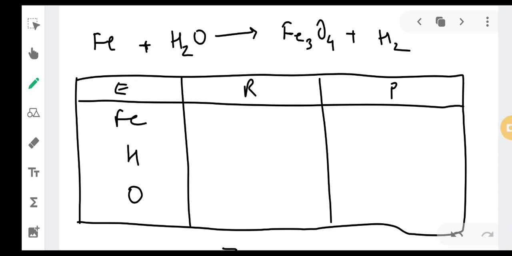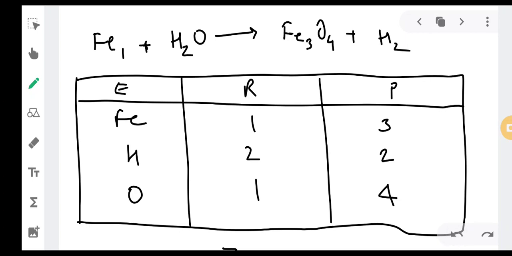This was the equation: Fe plus H2O gives you Fe3O4 plus H2. How many elements are there? There are 3 elements: Fe, hydrogen and oxygen. Fe is 1 in number on the left hand side and 3 in number on the right hand side. Hydrogen is 2 in number on the left hand side and 2 on the right hand side. Oxygen is 1 in number on the left hand side and 4 on the right hand side. So what are the things which are unbalanced? Fe is unbalanced, oxygen is unbalanced, hydrogen is balanced.